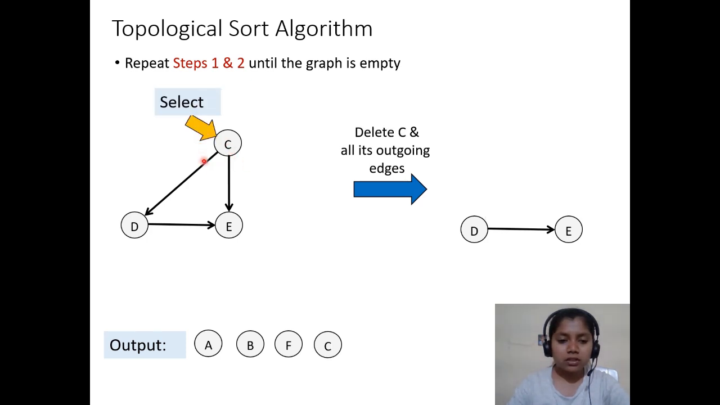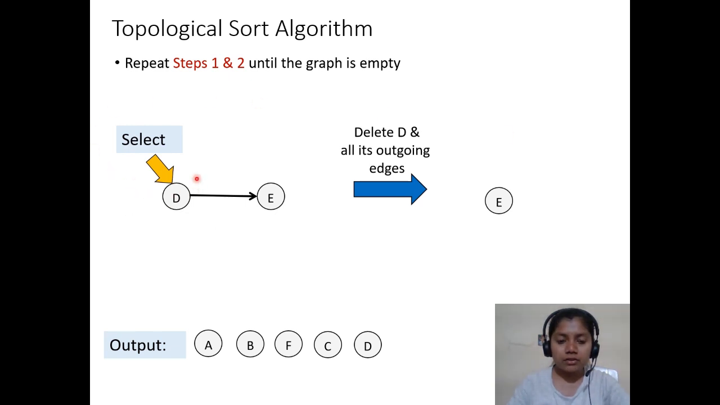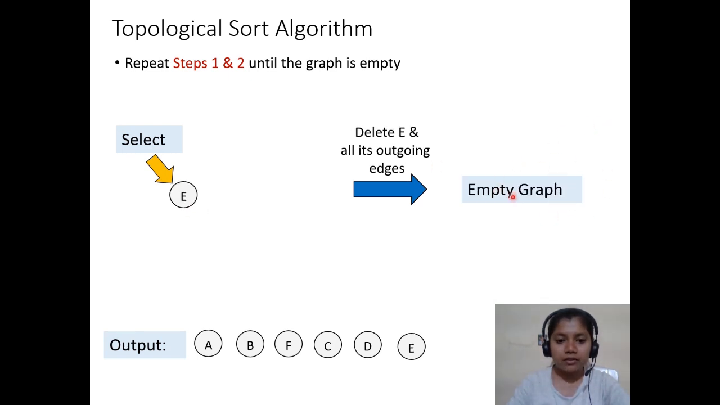Next we select the vertex C, delete it and put it to the output, and we also delete the outgoing edges from C. So this is how the graph looks next. Now we select the vertex D with no incoming edges and put it to the output, and we also delete the outgoing edges of D. So now we have the empty graph after selecting A.